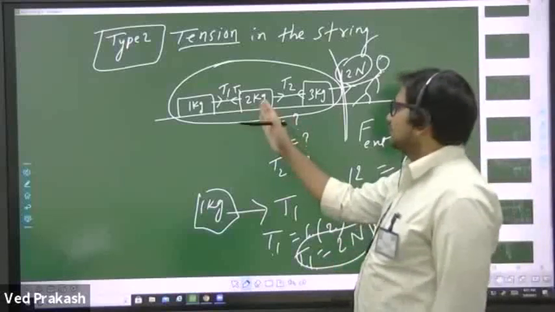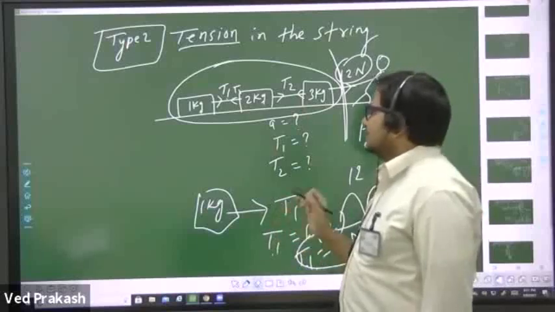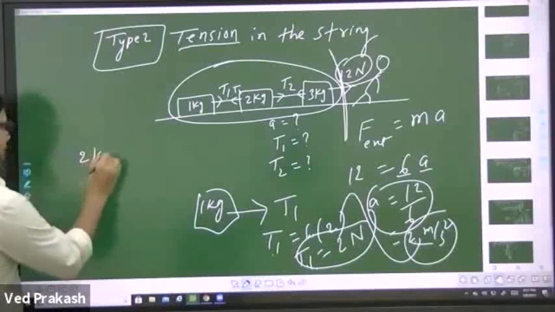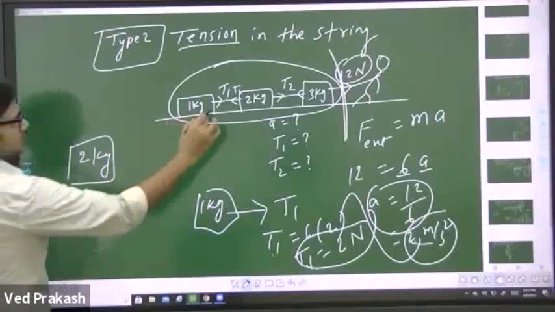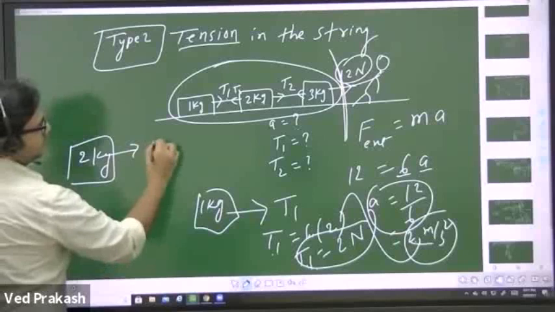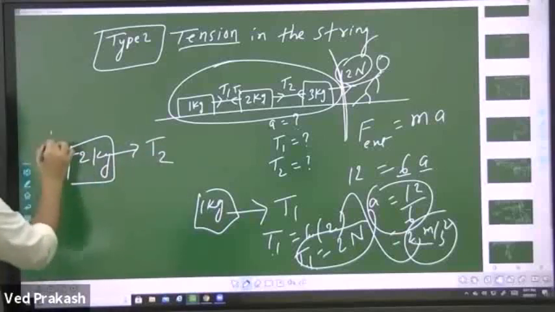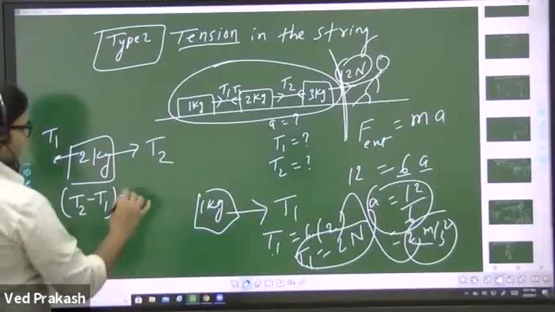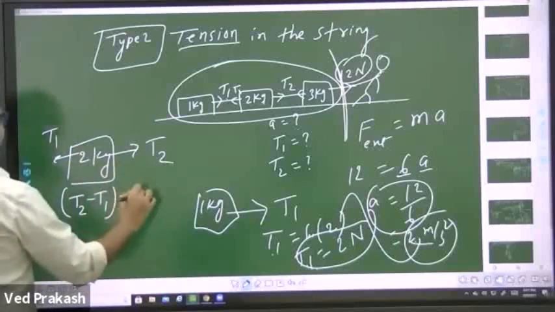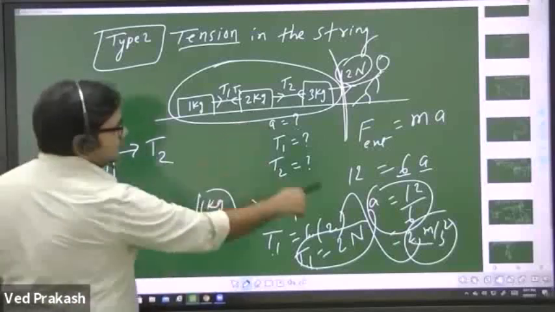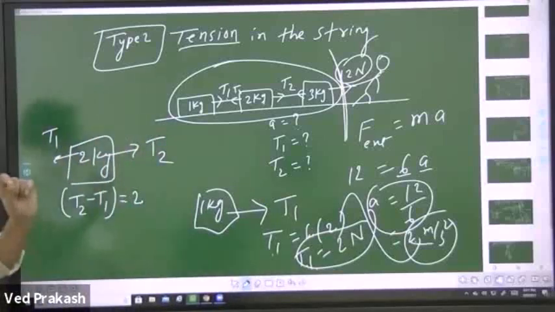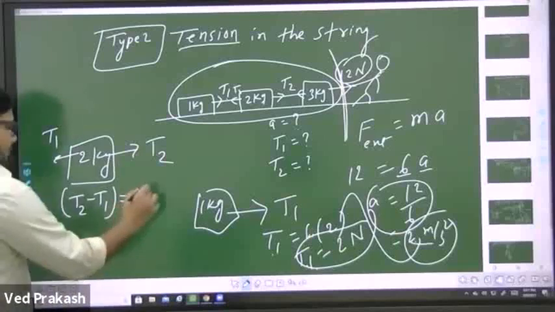To find the tension force acting between the 2 and 3 kg blocks, we will draw the free body diagram for the 2 kg object. The rightward force acting on this 2 kg block is T2 and the leftward force is T1. So the total force acting on this block is T2 minus T1. According to Newton's second law, the total force acting on any block is equal to mass into its acceleration. Its mass is 2 and the acceleration of the 2 kg block is the same as the acceleration of the system, which is 2 meter per second square.